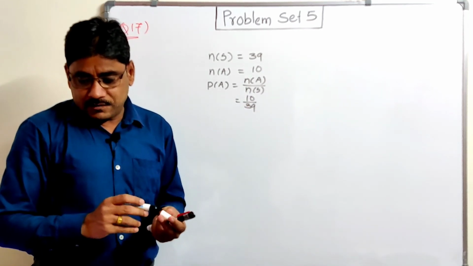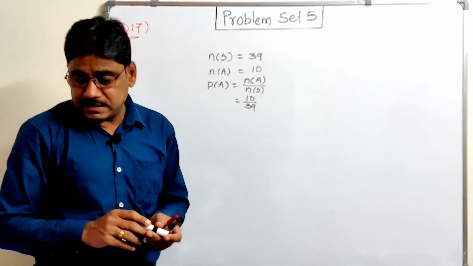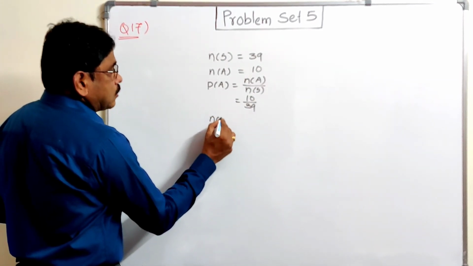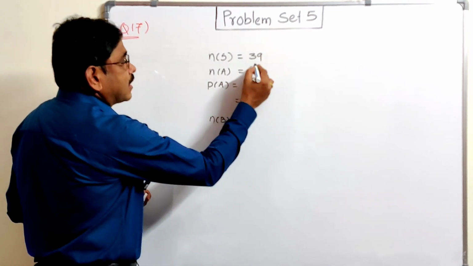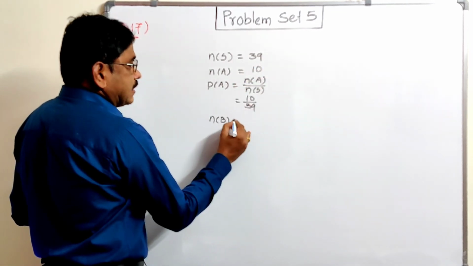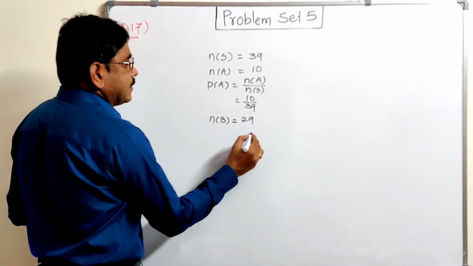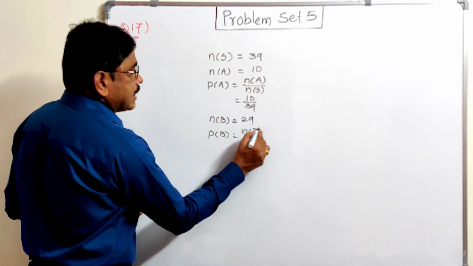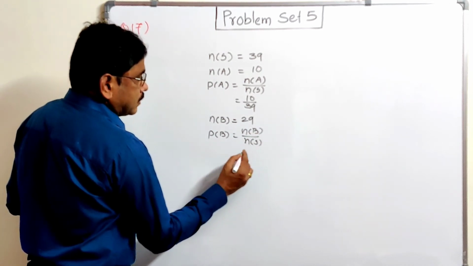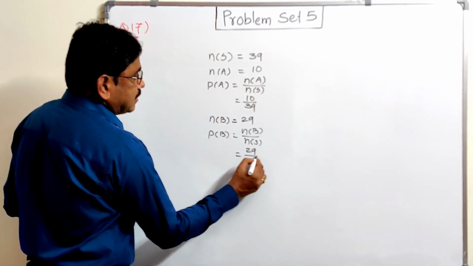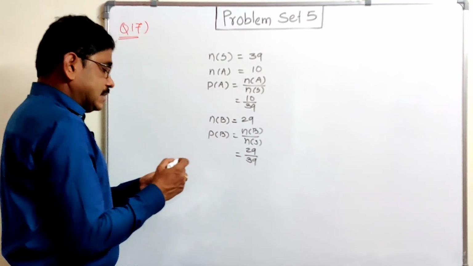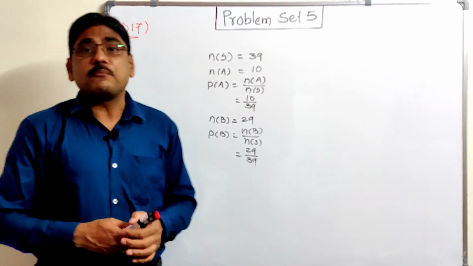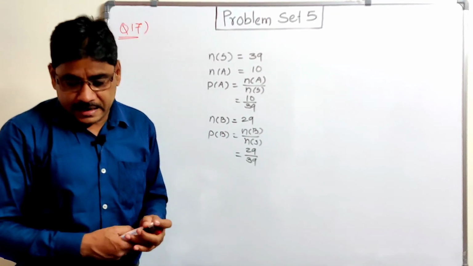And the probability of a randomly selected student not wearing spectacles, P(B), that is n(B), not wearing spectacles, how many? If out of 39, 10 use spectacles, then the remaining students are 29. Therefore probability of B is equal to n(B) by n(S), that means 29 by 39. So like this we get these numbers. You can write the numbers from your class and complete that activity.